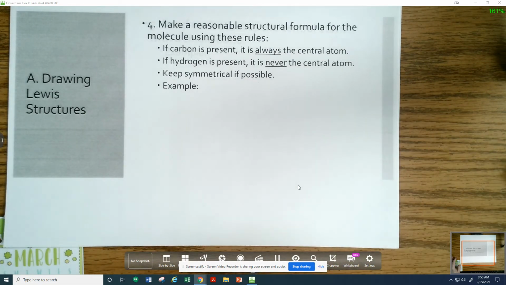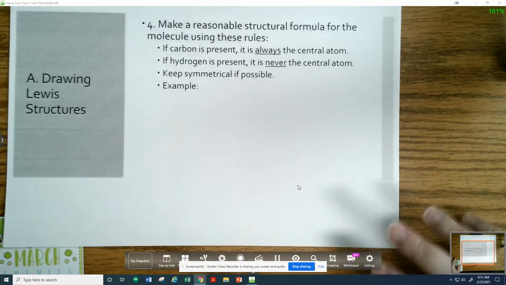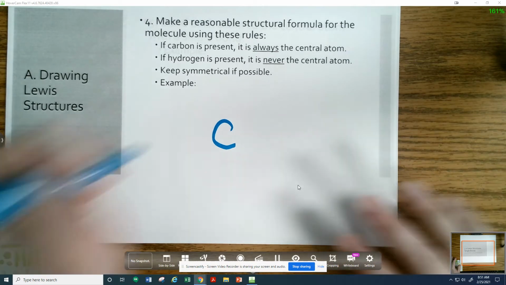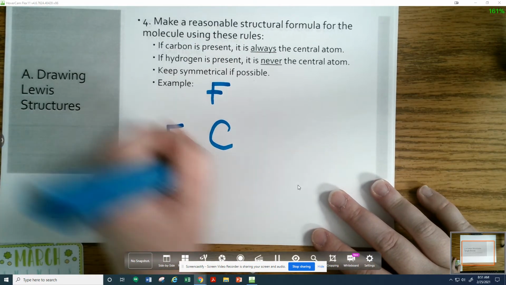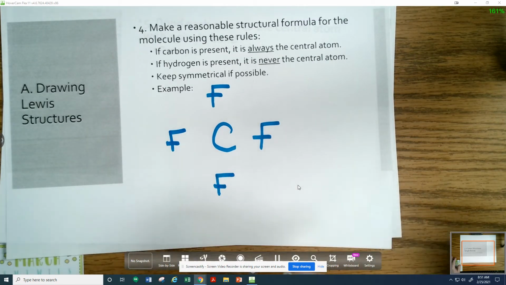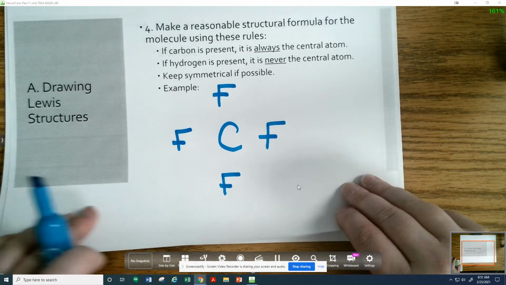And so what we're going to do here is start to look at a two-dimensional structure for what this molecule actually looks like. If I had a Miss Frizzle magic school bus and we could zoom in, what does this look like? When we zoom in, if carbon is present, that will be your central atom. And we do have carbon, so carbon is going to be the center. That means these 4 fluorines are going to surround the carbon. It's like carbon is the sun and the fluorines are like planets, to speak as an analogy.